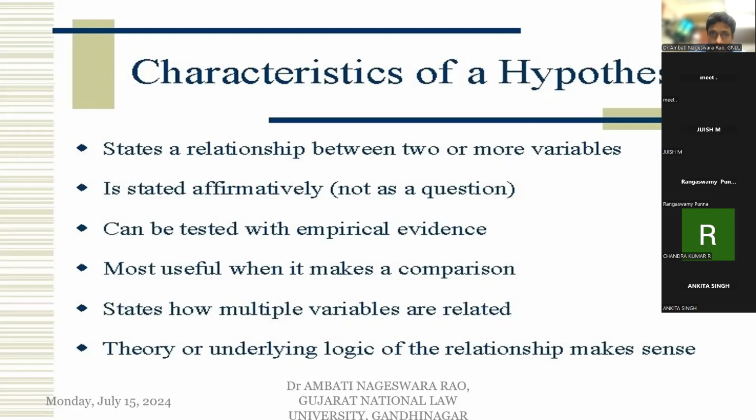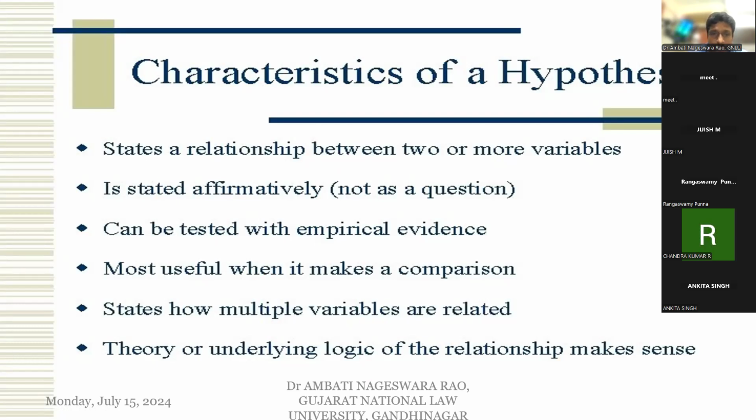Now, as a scholar, what hypotheses are you going to frame? One has to keep these particular characteristics of the hypothesis in mind. Point number 1, it should state the relationship between 2 or 3 different variables. It should be in the form of empirical evidence, meaning there should be scope for conducting a test. And there should also be scope for comparison.